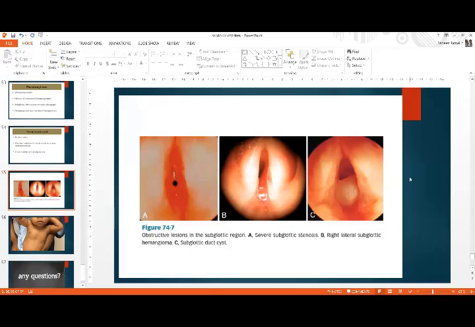So, in the end, I will show you a small video, and with this video, you will be able to appreciate how you can pick up stridor in a child.